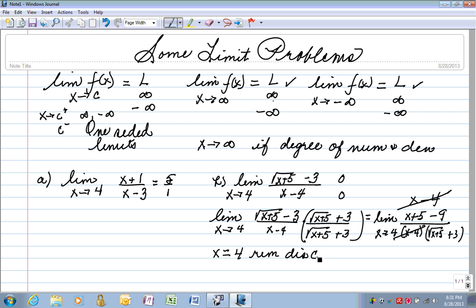See what a good review this is? So you canceled it out, and it gave you a 1 at the top. You put a 4 at the bottom, and you'll have 6. So your answer to this limit is one sixth. I am now glancing over 1.2, and I think that covers it.